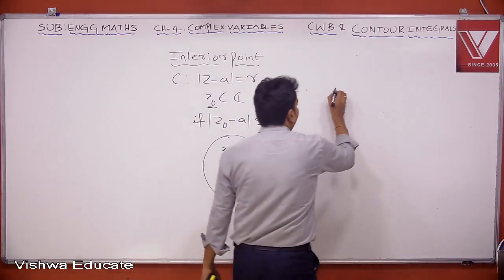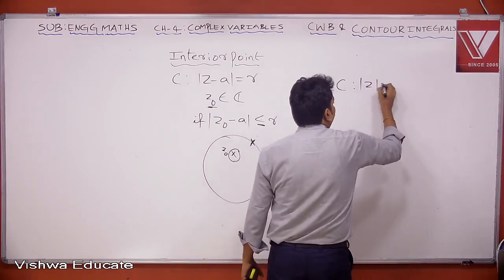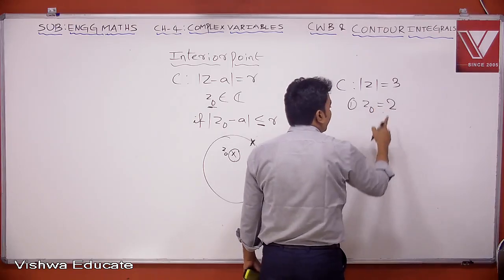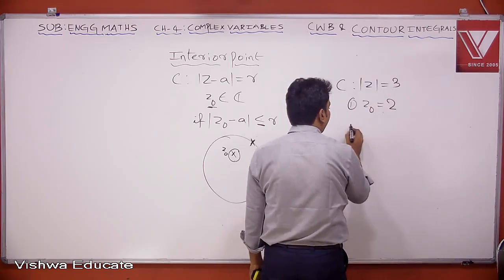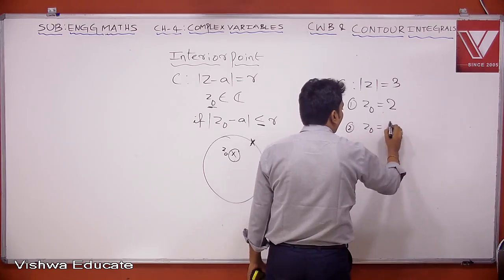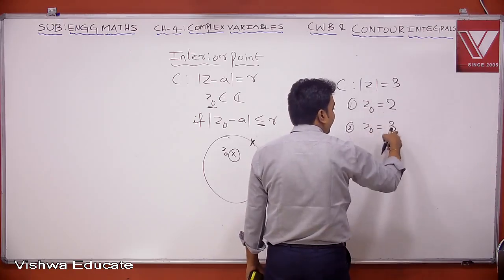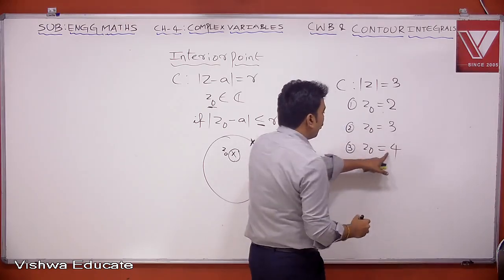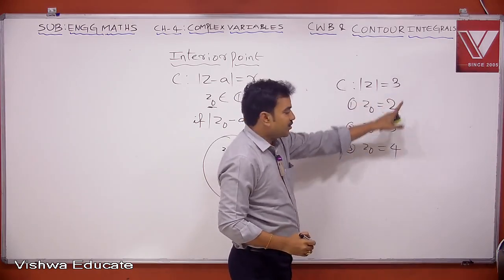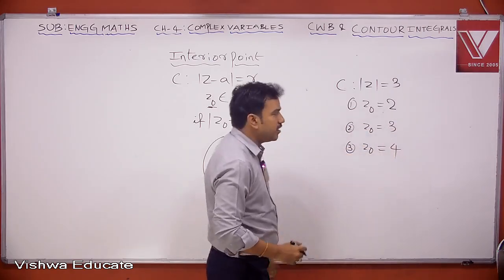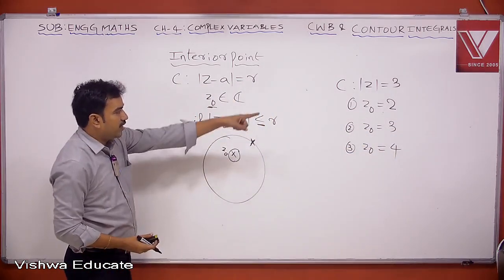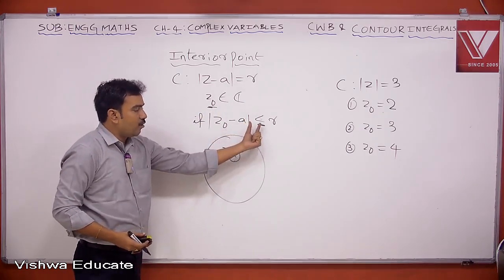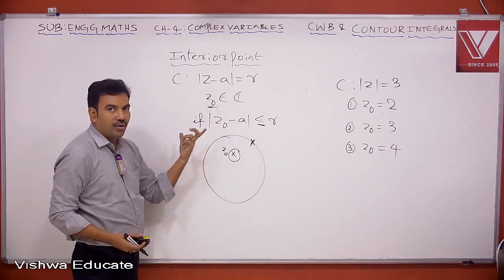Let us take a circle, suppose modulus of z equal to 3. If I take z naught equal to, for example, 2, now 2 is an interior point of the circle. Even I can take z naught equal to 3. So mod 3 equal to 3, it lies on the circle. Suppose if I take z naught equal to 4, modulus of 4 is greater than 3. So it does not lie inside the circle. It is outside the circle. Therefore 2 and 3 are the points which are interior points of the circle. So if it is less than or equal, then this is called an interior point of the circle.